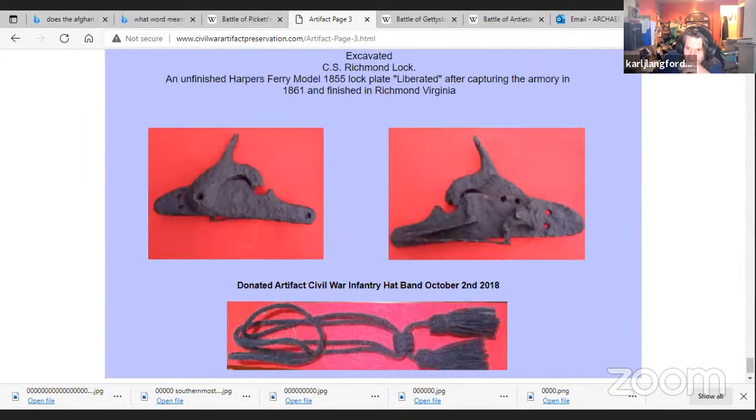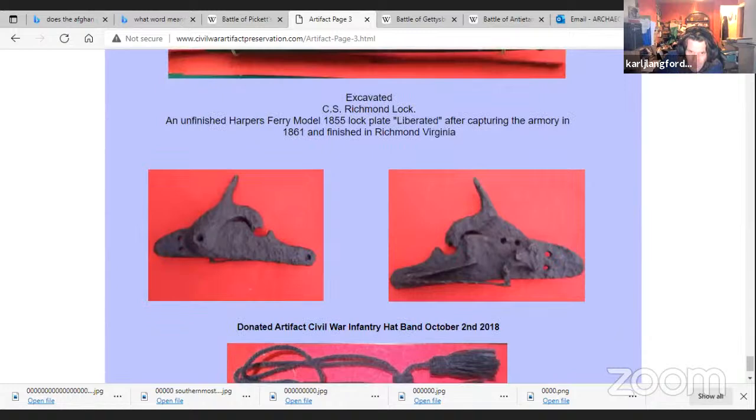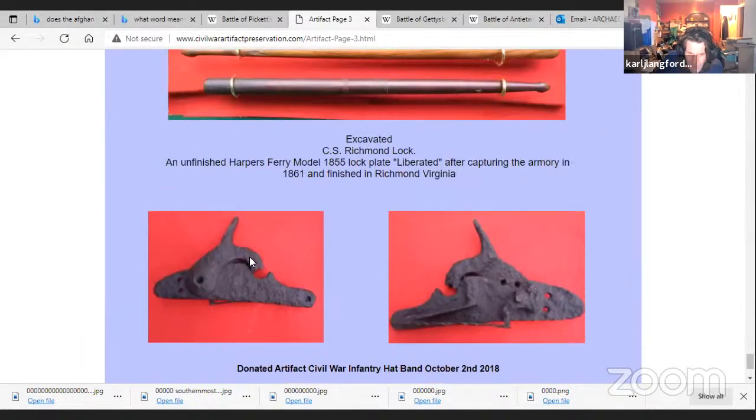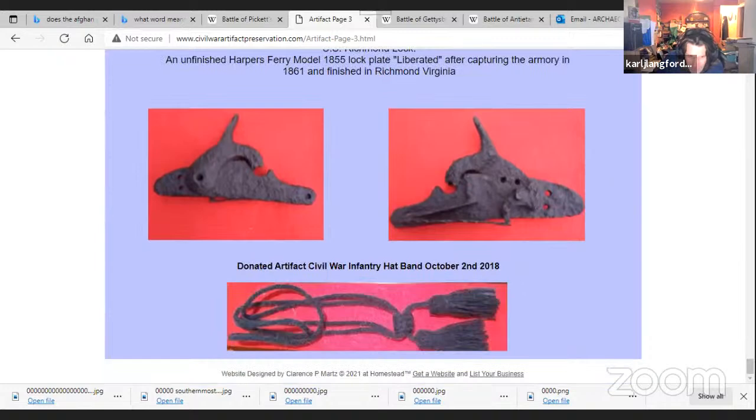And look at that there as well. We've got that from an unfinished Harper's Ferry model lock plate after capturing the armory in 1861 and finished in Richmond. So there you go, lock plates from muskets. And finally, that little thing there, a hat band. An actual hat band. And that sort of completes what we've done today.